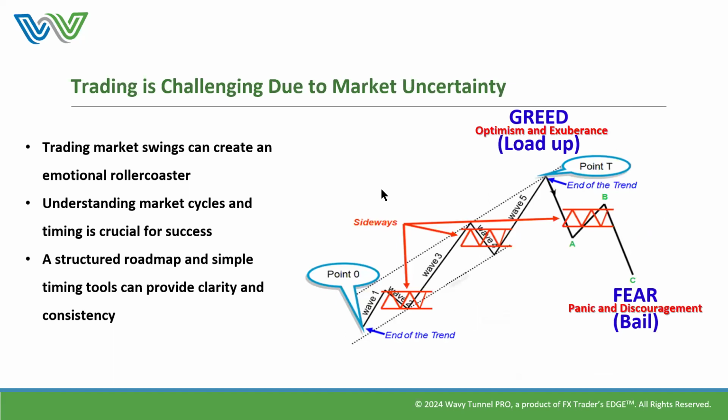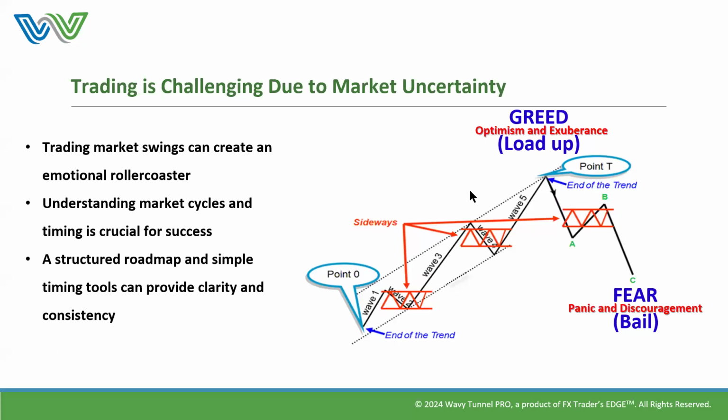But trading is a challenge due to market uncertainty. On the right, hopefully you can see the same market map that I just showed you. Trading market swings can create an emotional roller coaster. So when we are trading in an uptrend, and when we're up here, you get all traders being very optimistic and exuberant, loading up perhaps, only to find that it's the end of the 5-wave sequence or the end of the uptrend, and then the market turns around. So up here, traders are just going with it.